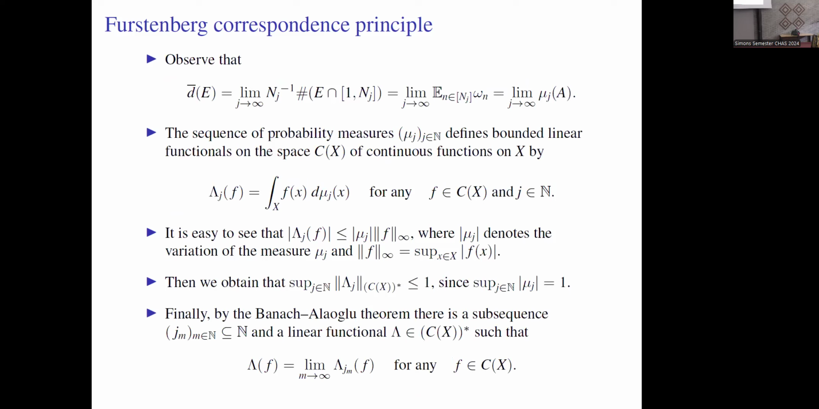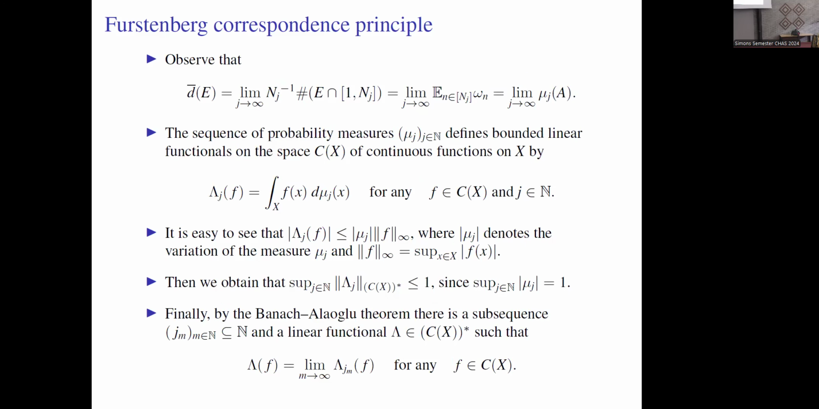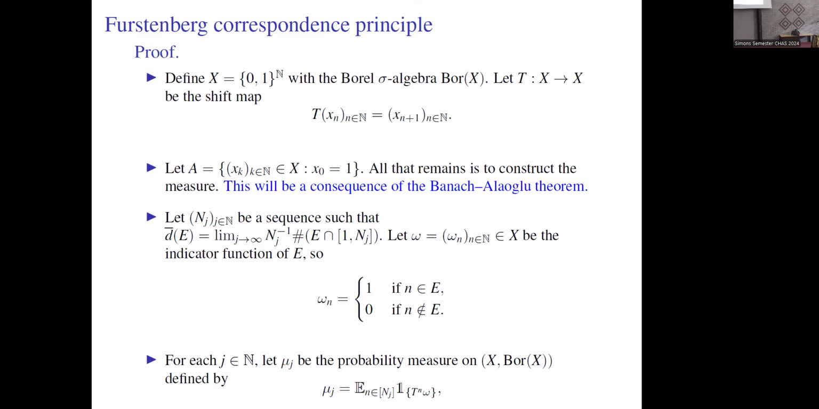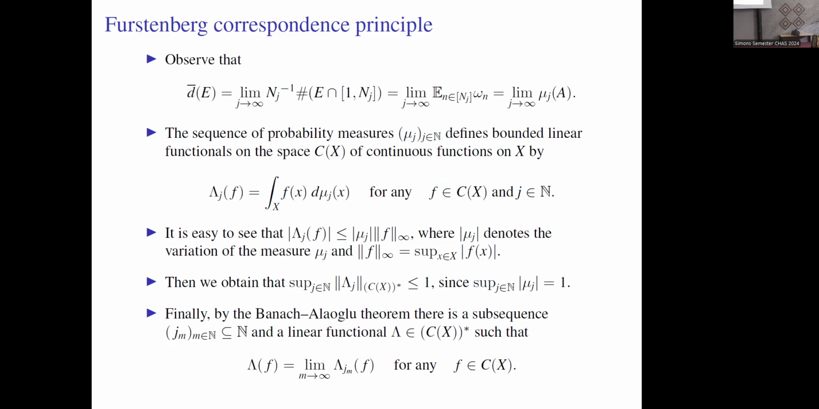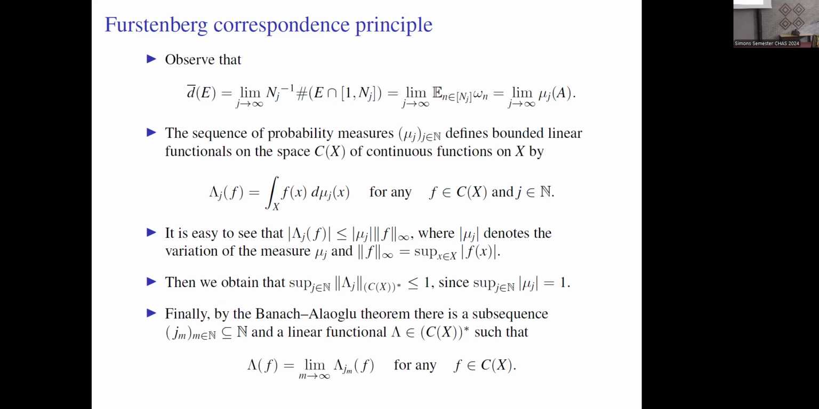And now, this is what we do. A simple calculation shows that this is equal precisely to mu j. If we define this limit this way, then we see that mu j of A is precisely equal to this, because of our definition of A in the Cantor set. We consider all sequences that start from 1.